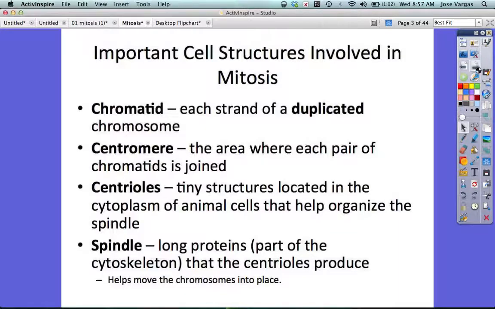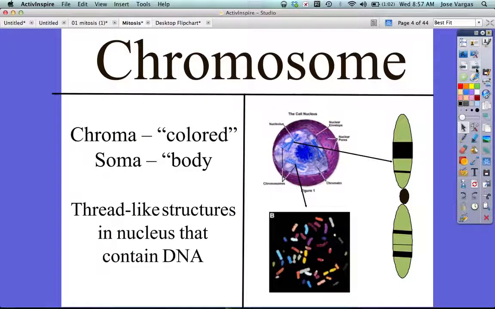So let's start with a chromosome. Chroma means colored, and soma is just the body. Whenever scientists are looking for chromosomes, this is called a karyotype. This is what they're looking for. These structures are found in the nucleus, and they all contain DNA. So this is a chromosome, as we can see here.